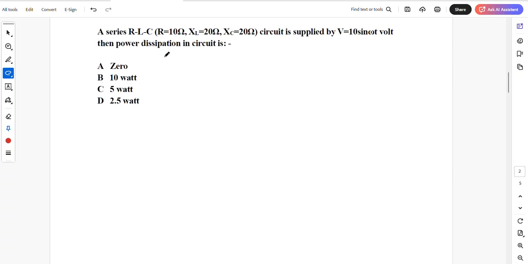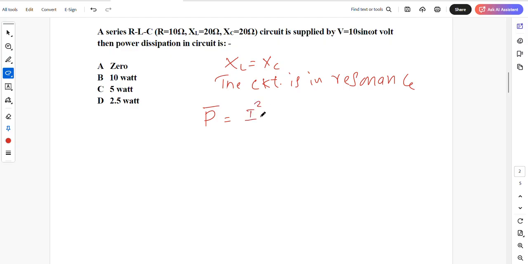It is saying a series RLC circuit, R is equal to 10 ohm, XL, XC. See here, XL is equal to XC, so the circuit is in resonance. It is supplied by V equal to 10 sin omega t volt. Then the power dissipated in the circuit will be what? Power dissipated is equal to I square RMS into R, where I RMS is V RMS by Z, the whole square, into R.